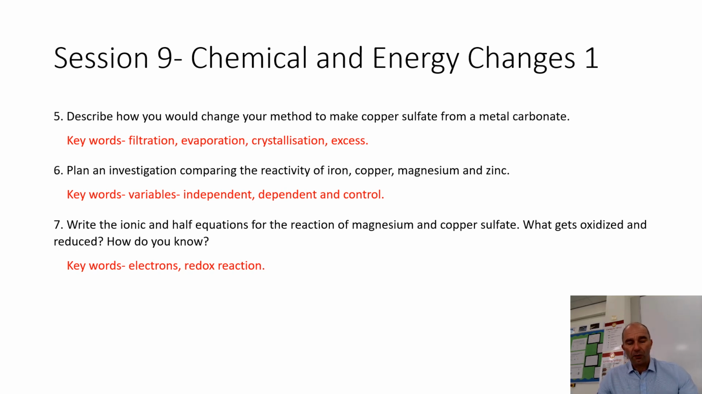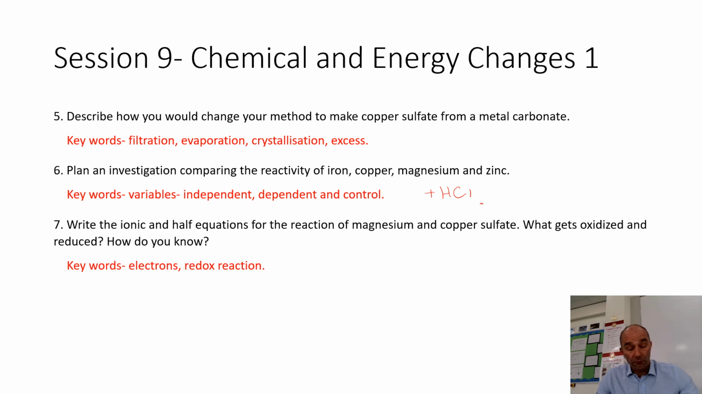Question 6. You need to be planning an investigation comparing the reactivity of 4 different metals: iron, copper, magnesium, and zinc. This is really wanting you to look at the variables. So you need to be talking about the independent variable, what are you changing, the dependent variable, what are you measuring, and then think about the control variables, what things are you keeping the same. To make it a bit simpler for you, if you imagine for that question you've also got a bottle of hydrochloric acid, so think about how you would carry out that particular investigation.